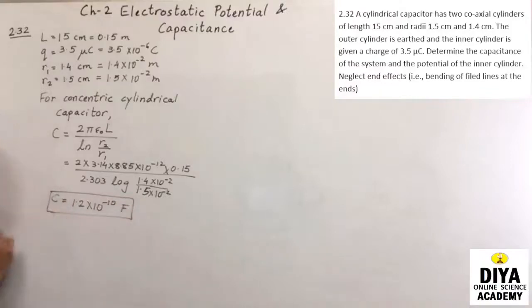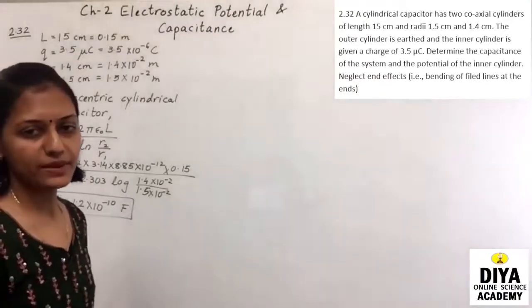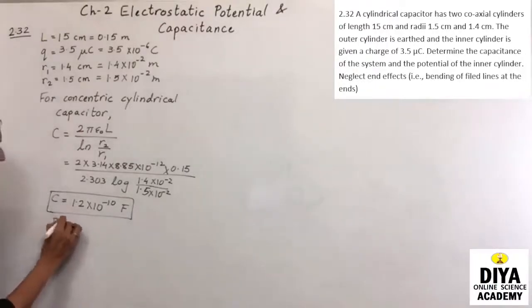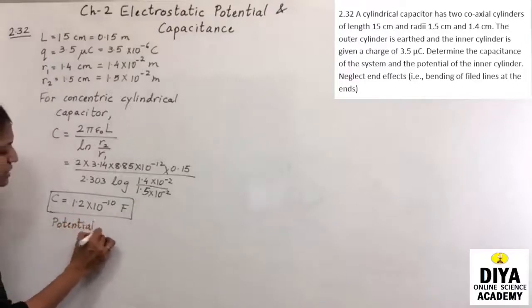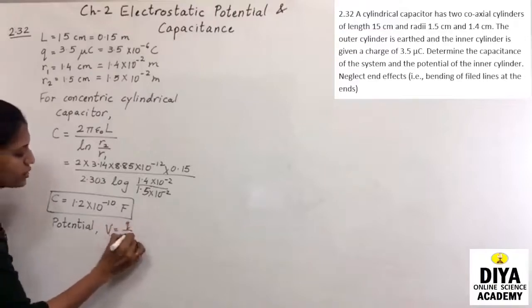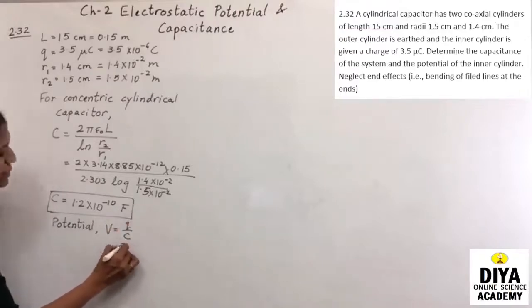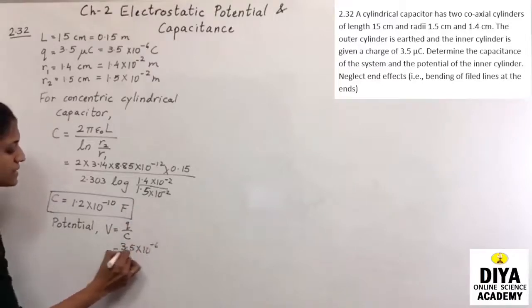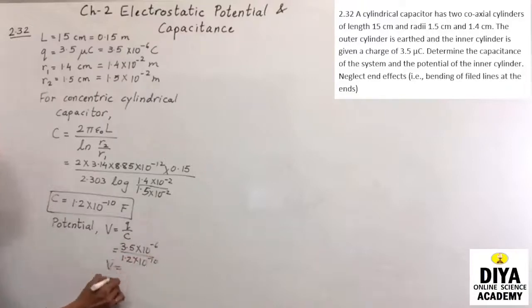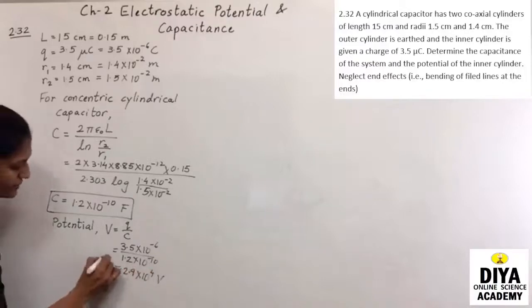Next, it is asked to determine the capacitance and potential on the inner cylinder. So C equals Q by V, so V equals Q by C. We have written small q. So Q is 3.5 into 10 raised to minus 6, and C we have calculated as 1.2 into 10 raised to minus 10. So the answer will be 2.9 into 10 raised to 4 volt.